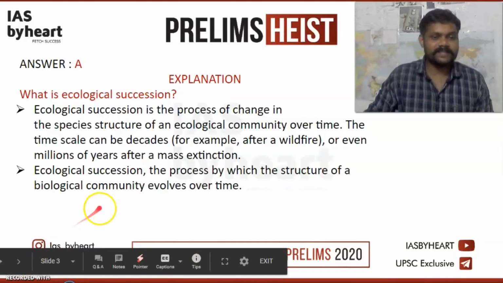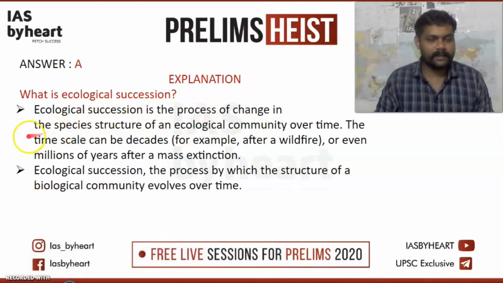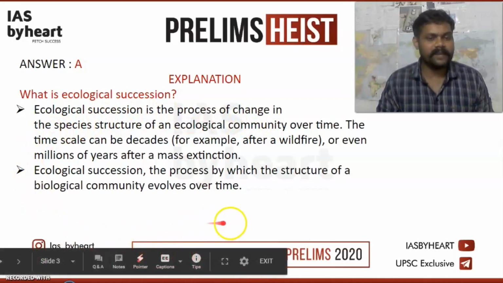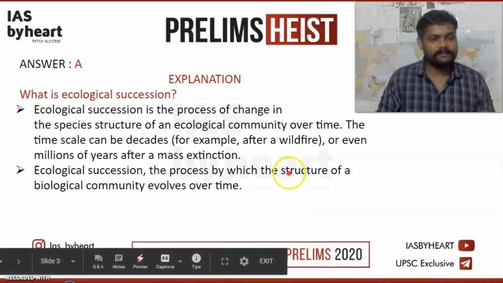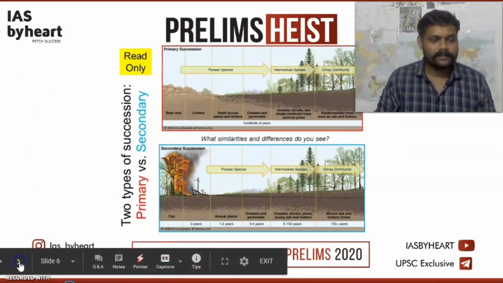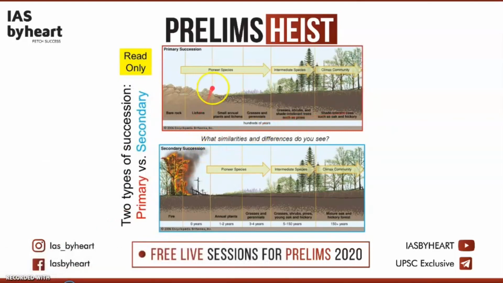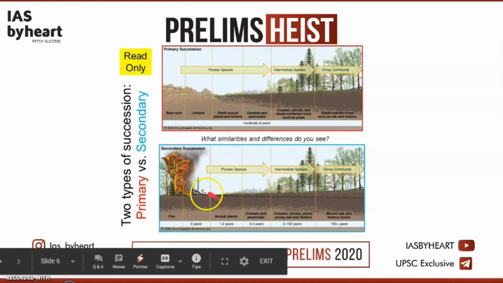Here is our explanation. What is meant by ecological succession? It is a process by which the structure of a biological community evolves over a certain period of time. That means it may be decades or millions of years. See, this is the difference between primary and secondary succession. In primary succession, it starts from the bare rock. But in case of secondary succession, it starts from an already established layer of soil.